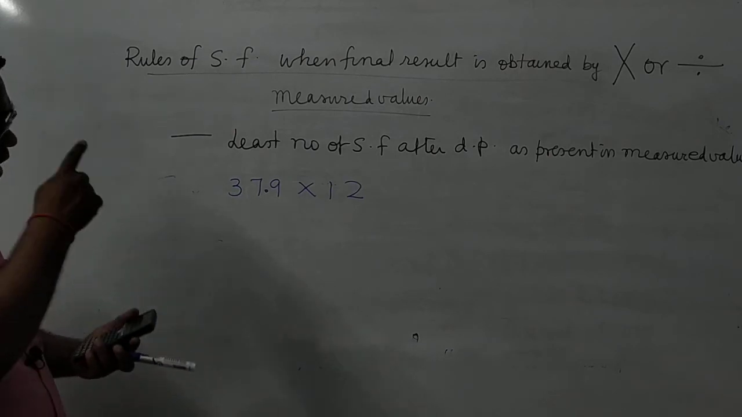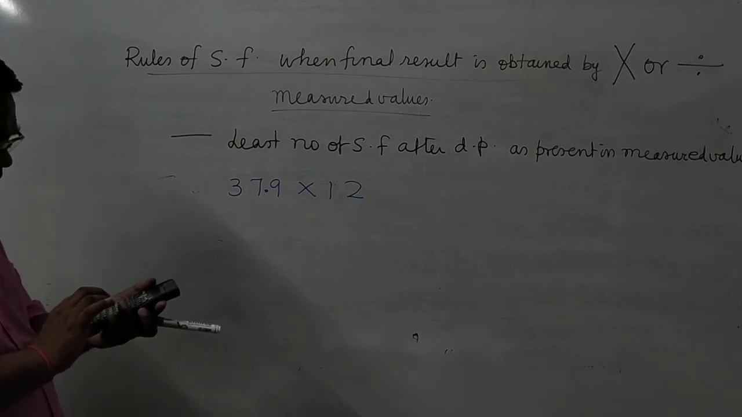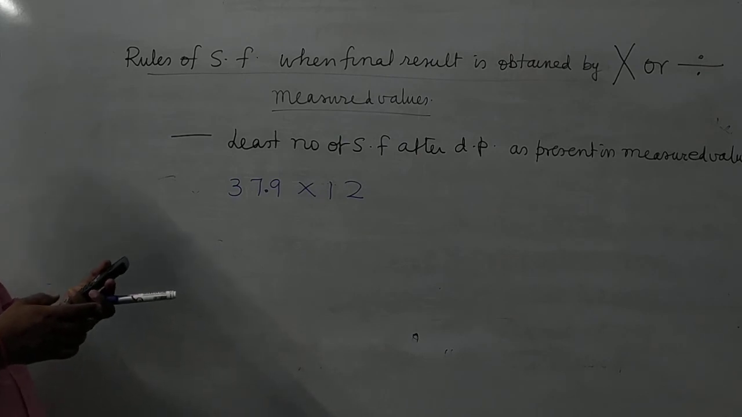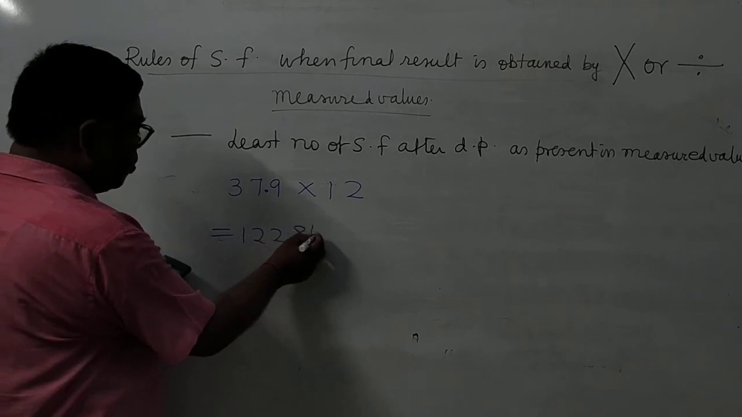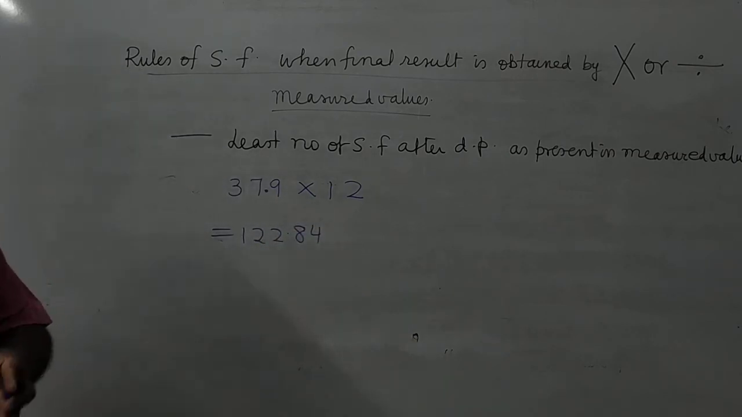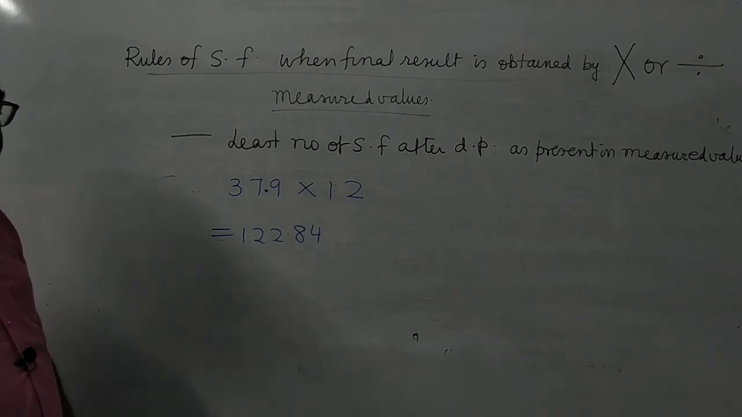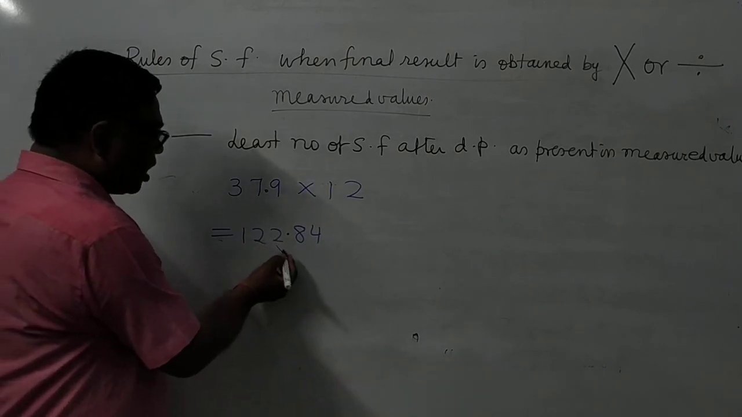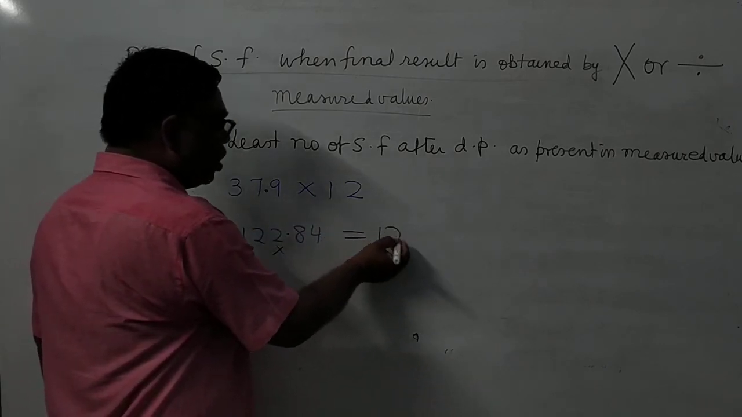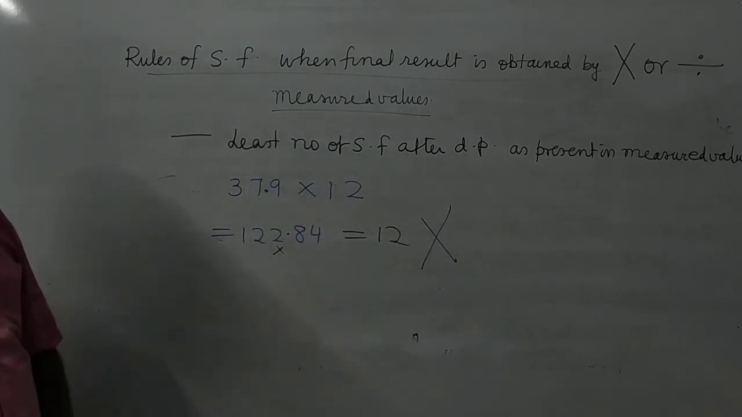So see here why we have taken this: 37.9 multiplied by 12 comes out to 122.84, and so on, that is not required. In the final result you have to keep only 2 significant figures. Here the decimal point is this, so you might say we can drop it and write 12, but that is not correct.